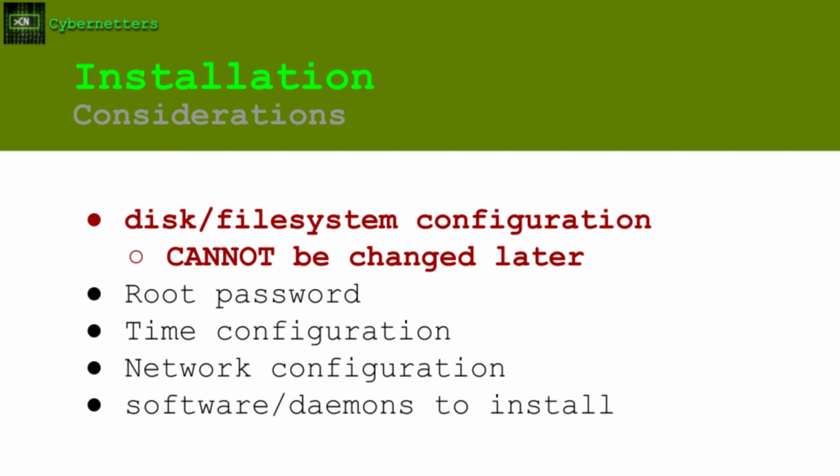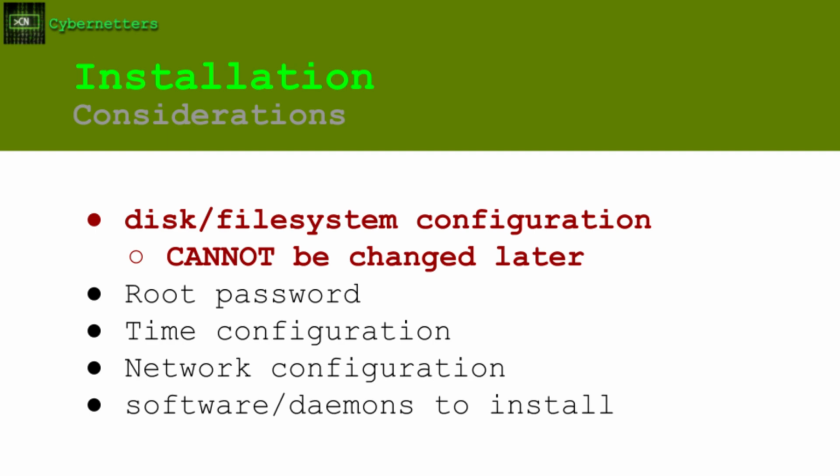Before installing a Unix-based system, there are a few things you should keep in mind to ensure a smooth setup. Very important. The first one is the disk and file system configuration. This is the most important decision because it cannot easily be changed later. Choosing the right partitioning scheme and file system ensures stability and performance.